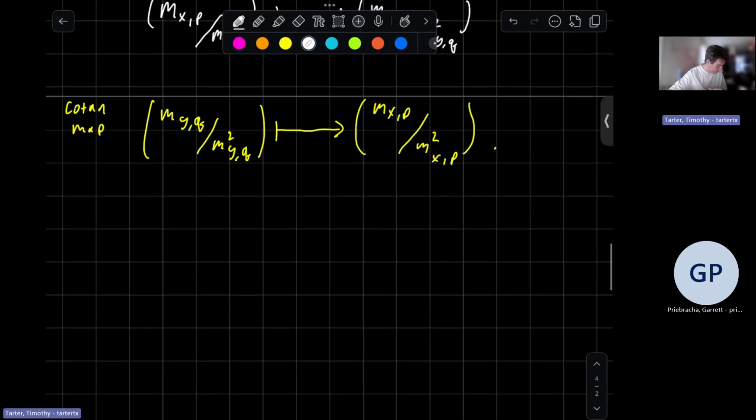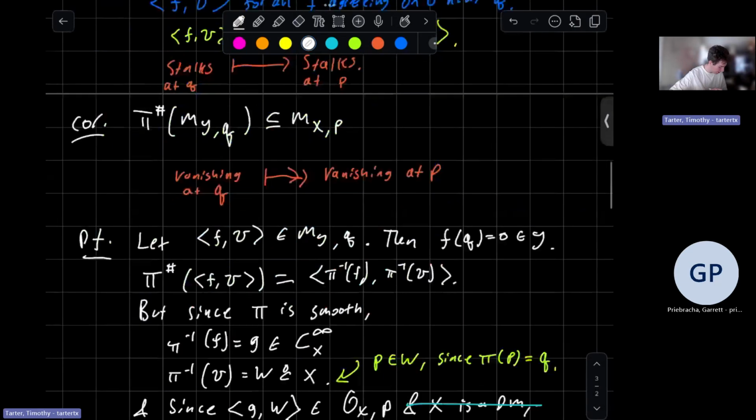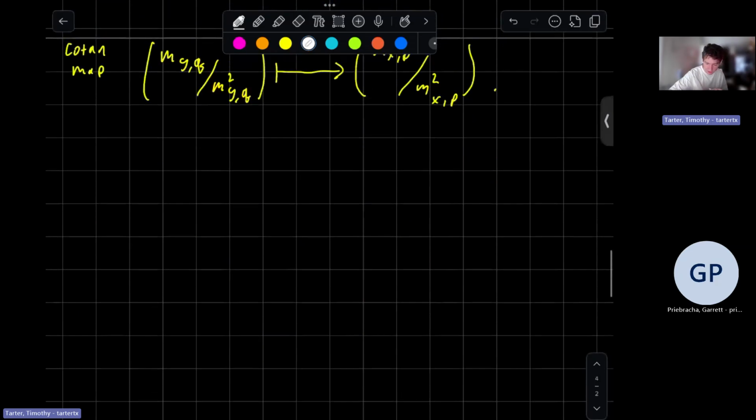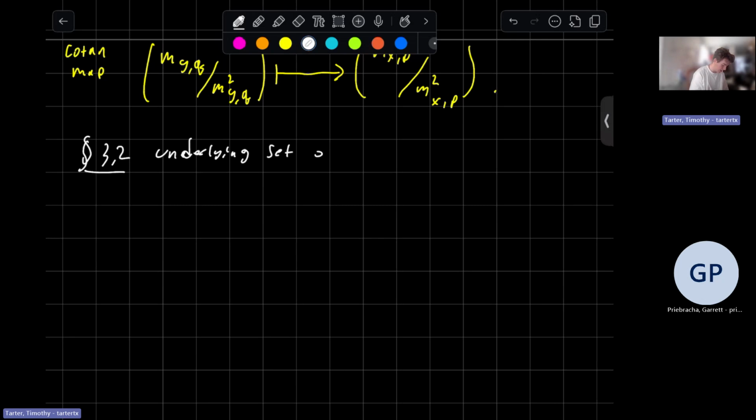So, this is kind of where all of our motivation with the Zariski topology comes back to be helpful because we're finally using it. Yeah, so now we're going into section 3.2, the underlying set of affine schemes.